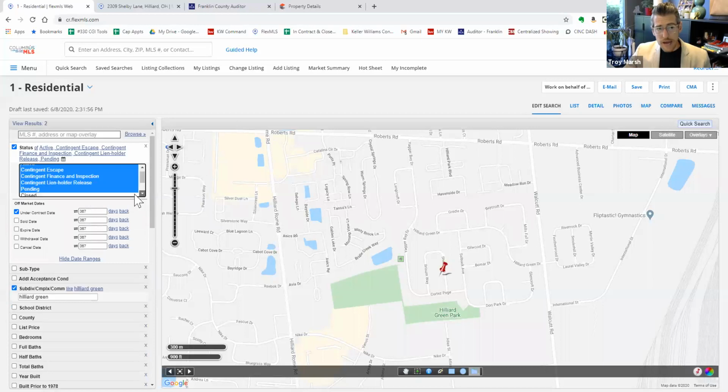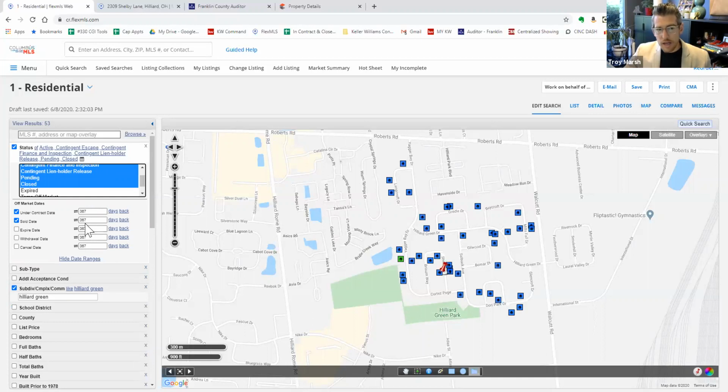So what I'm going to do next is go in and select the active, contingent, pending, and closed. The MLS is going to automatically create a look back time of 1 year or 367 days. And it is going to show me that all of these properties sold in the last 12 months that were labeled as the neighborhood Hilliard Green.